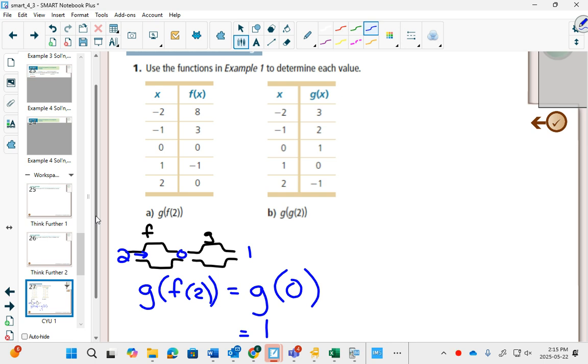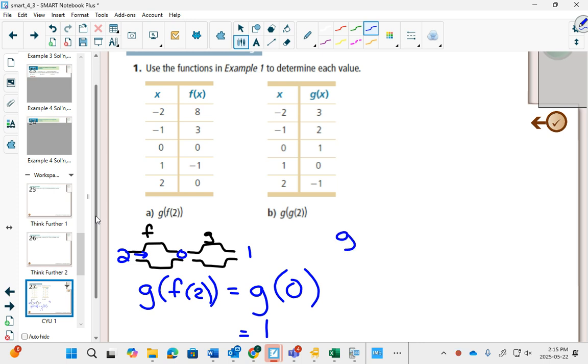But the idea is your x value is 2. It's going into f first. Whatever comes out, the y value for f, immediately becomes the x value that goes into g. And you figure it out that way.